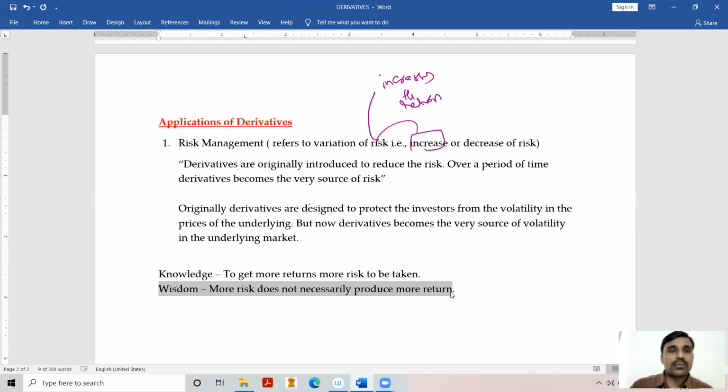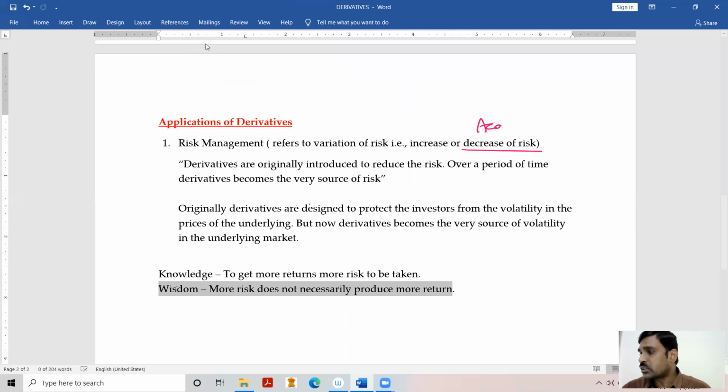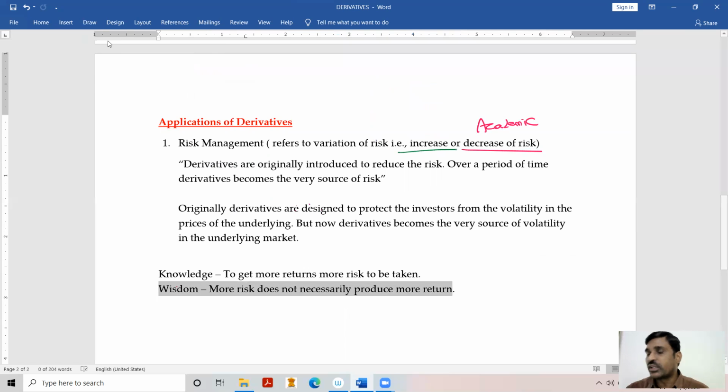Therefore, the first purpose of derivatives is risk management. Sometimes people use derivatives to reduce the risk, and sometimes to increase the risk. In academics, in most of the problems you will see that derivatives are used to reduce the risk. Most of the problems we have done relate to reducing the risk. But in reality, most of the volume of derivatives is used to increase the risk.